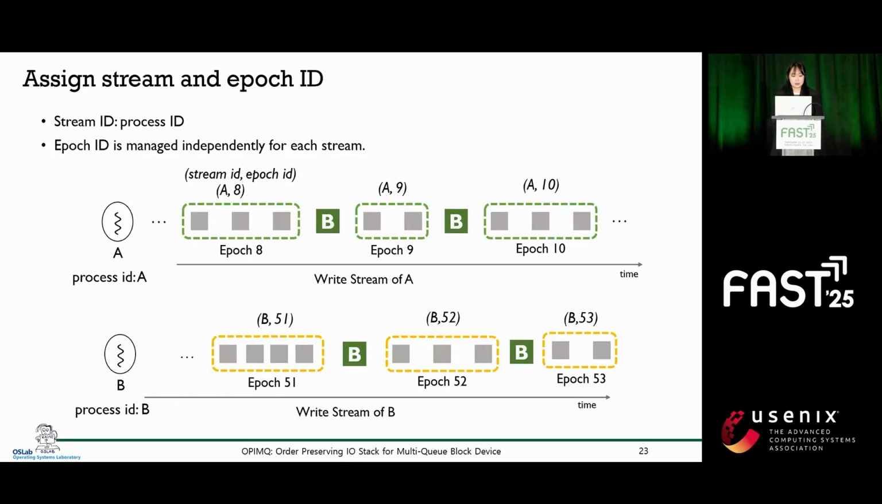In OPIMQ, write requests from the same thread belong to a single stream. The stream ID is derived from the thread's process ID. Within each stream, epochs are delimited by cache barriers and assigned unique identifiers. The block device layer assigns a pair of stream and epoch IDs to each I/O request.